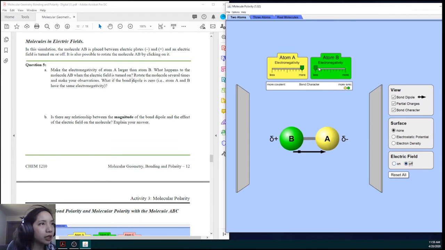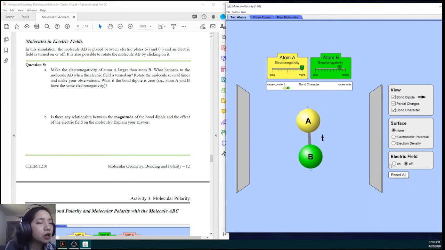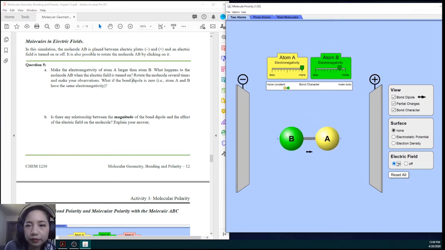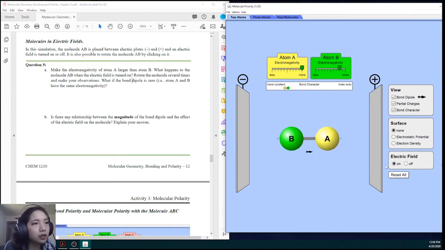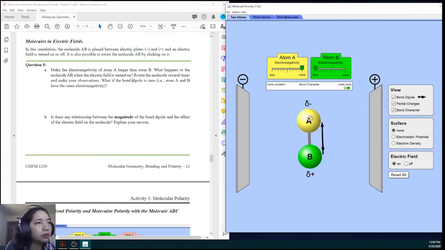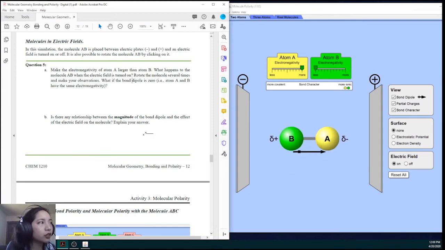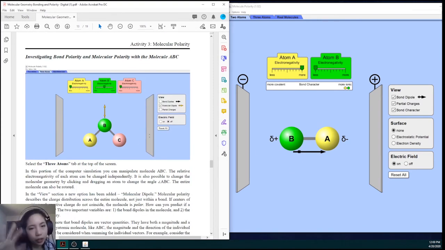Let's see if I can make the arrow really small. Let me get smaller. All right, so there's still a bond dipole, but it's just smaller. So let's see. All right, this is with a small magnitude bond dipole. I'll go back to a really large one. So, all right, the speed in which the molecule rotates is definitely affected. So hopefully you can explain that.